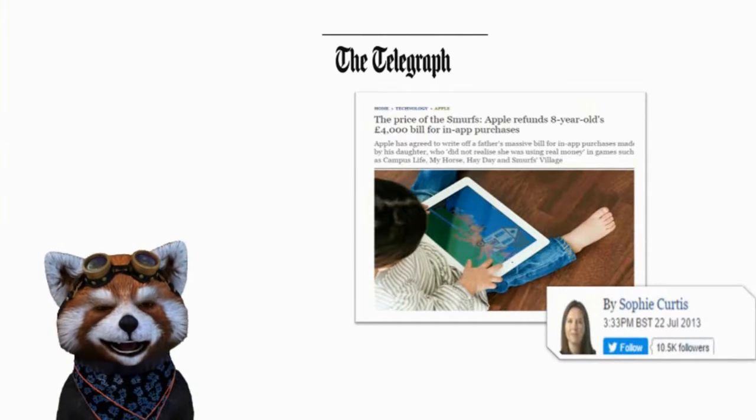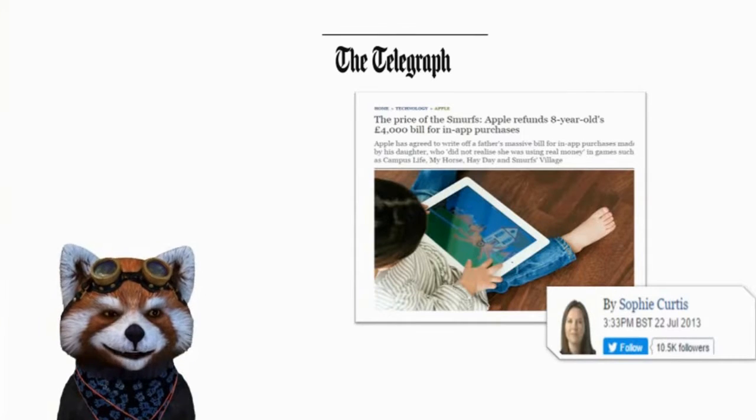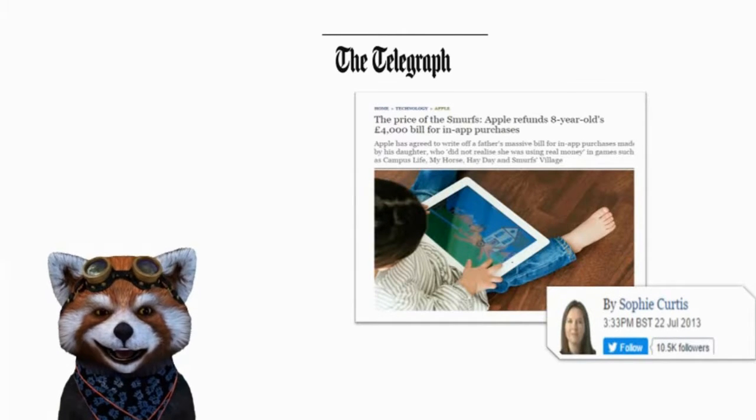Now adults can set limits on how much a kid can spend on their mobile device or whether they can spend money at all.